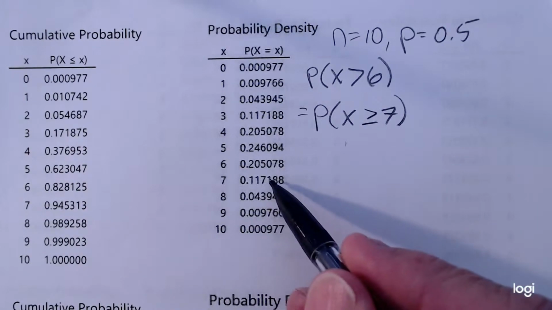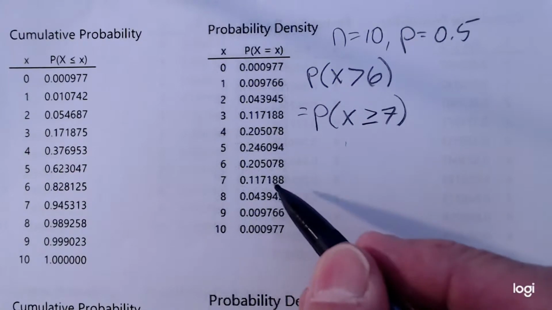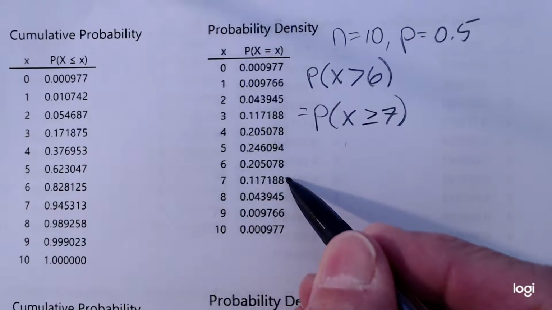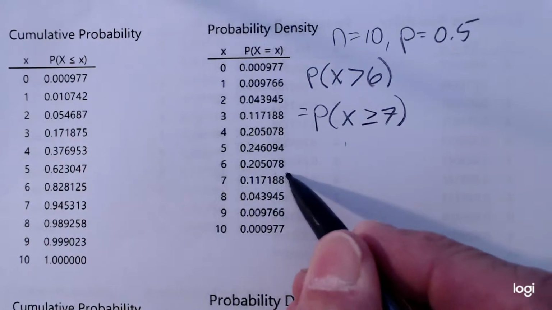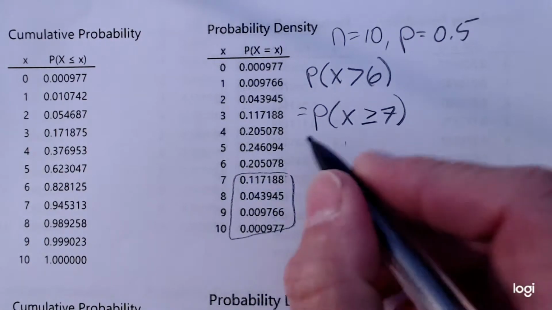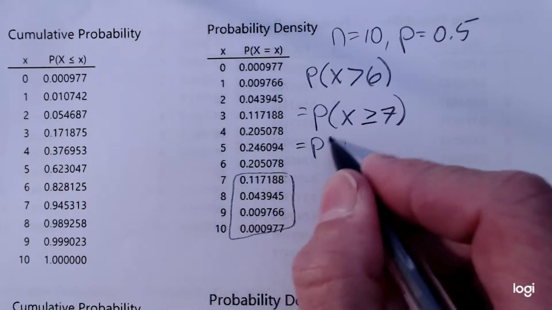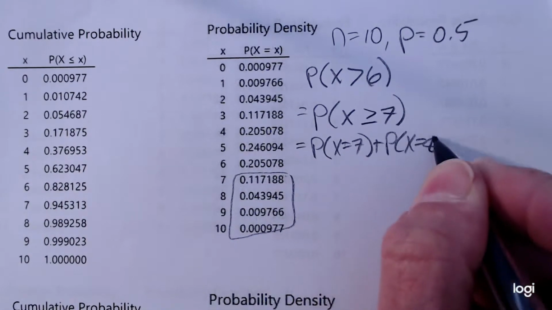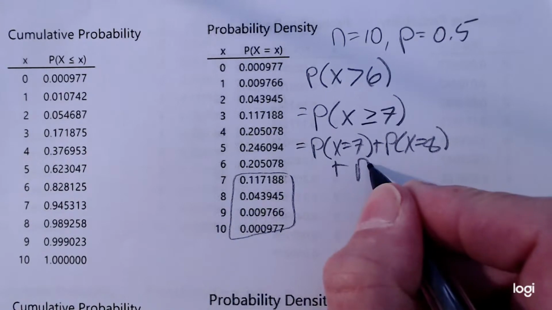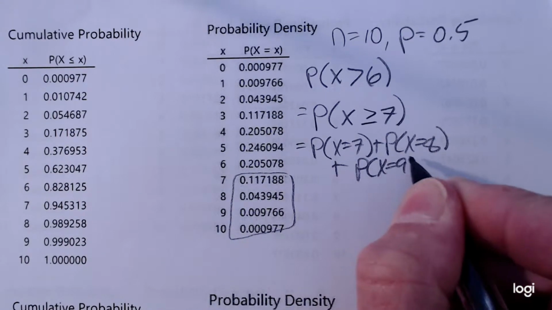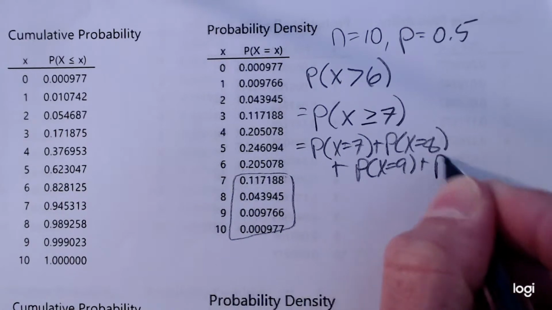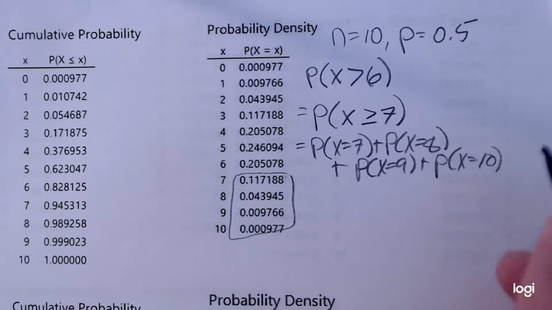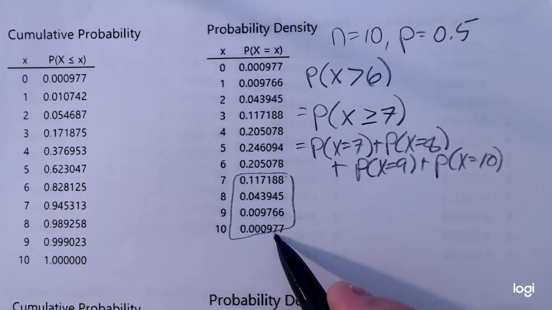So if we were using the probability distribution table by itself, we would have to sum all of these probabilities. So in other words, this is equal to the probability X is equal to 7 plus the probability X is equal to 8 plus the probability X is equal to 9 plus the probability X is equal to 10. We could easily sum those up.